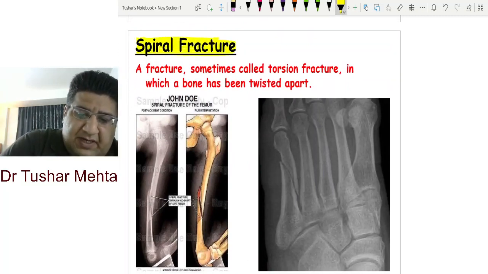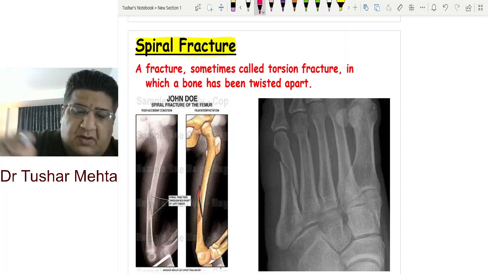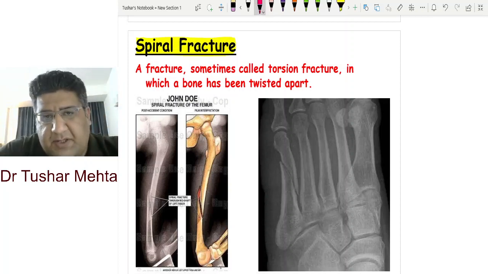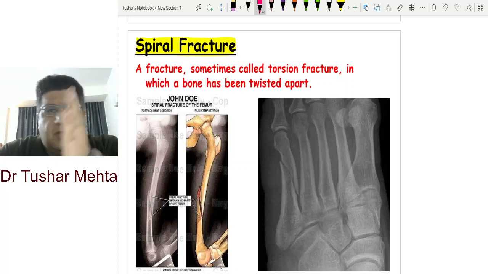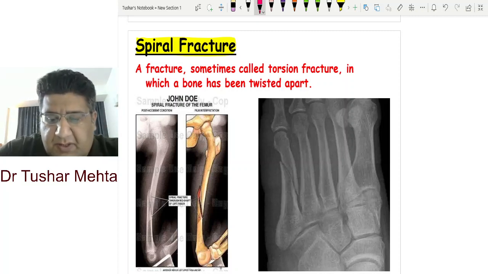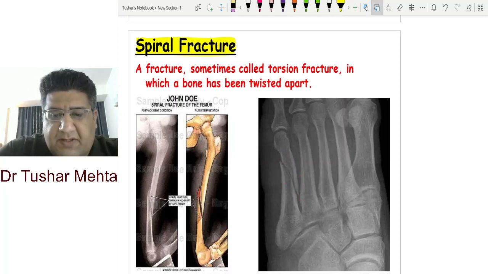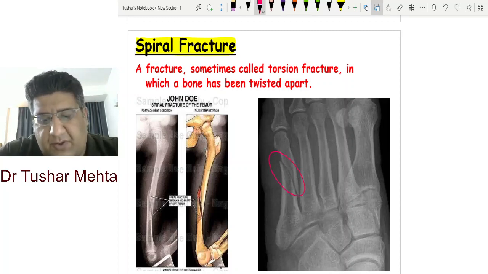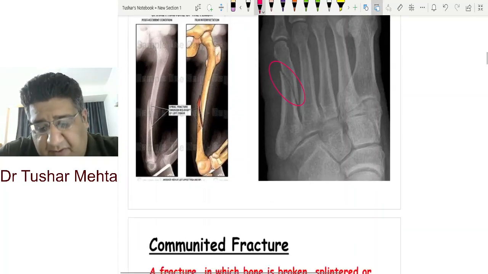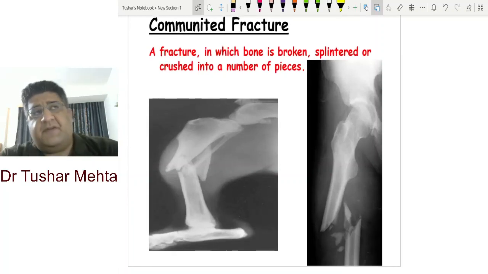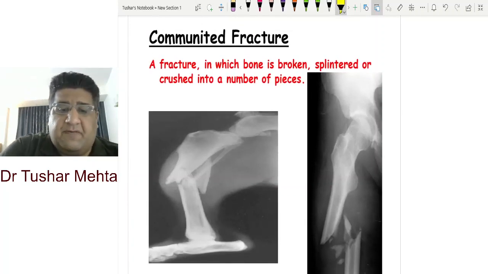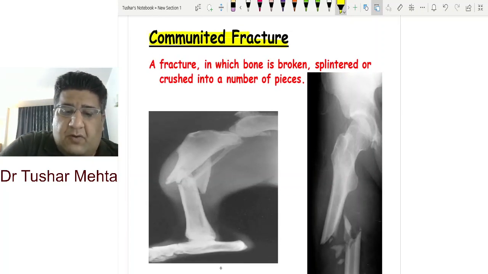Now a spiral fracture is something where you will see a fracture line which is going up in a spiral pattern, as you can see here. You can very well see the fracture line going up in a very spiral pattern. I'm sure it is quite visible to you. So after transverse and spiral, my dear friends, I want you to see a typical comminuted fracture pattern.